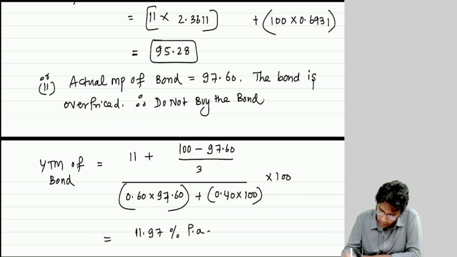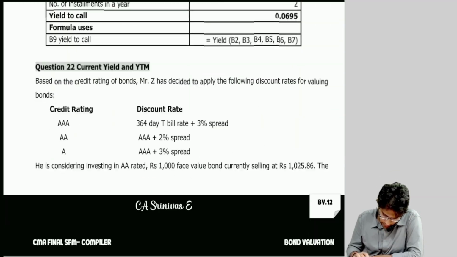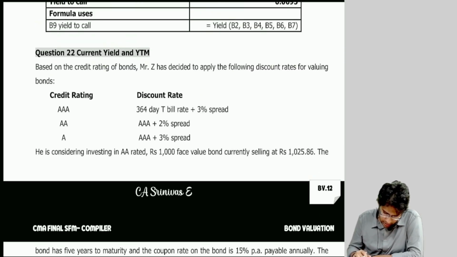What are we doing? YTM. Okay, fine. Another question we'll try. This is question number 19. Okay, cheap question, leave it. Now, come, the 22nd one. This fellow is waiting for you.